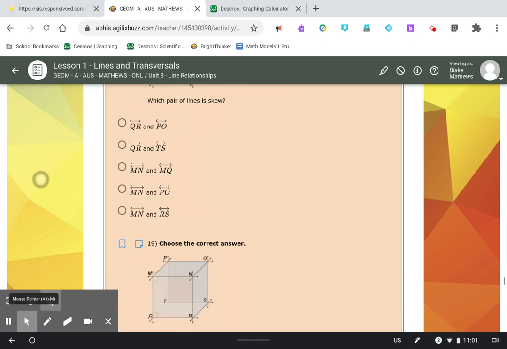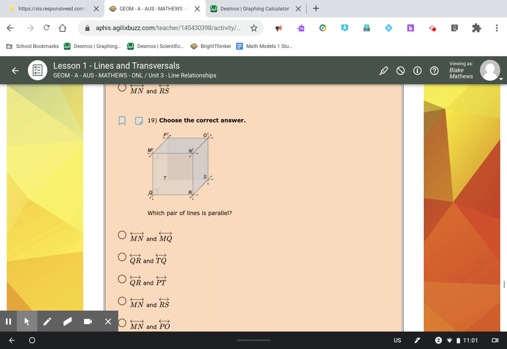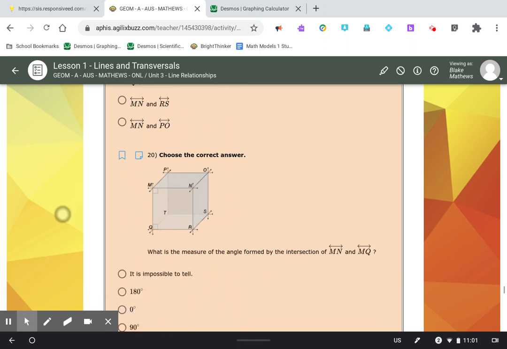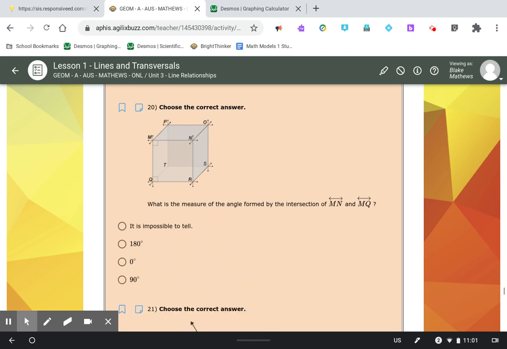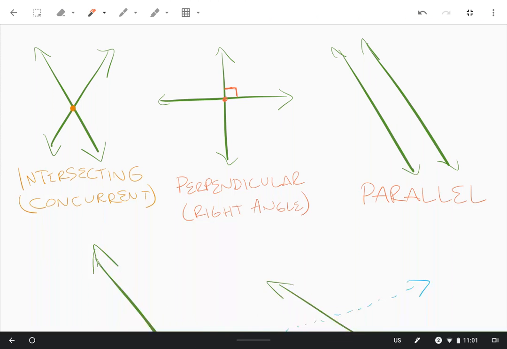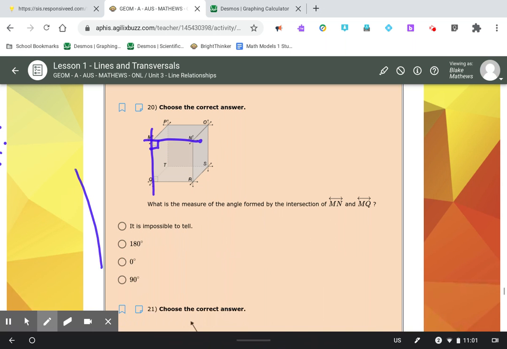Number 19, parallel lines. Find a pair of parallel lines. And then, what is the measure of the angle formed by MN and MQ? Well, we talked about that. That's a right angle. If you go back over here, remember perpendicular means those lines intersect at 90 degrees. So that should help you with that one.